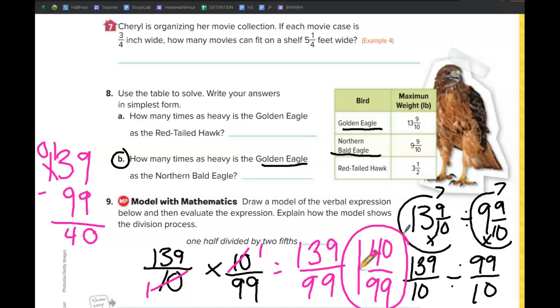But it looks like you're going to use the golden eagle and the red-tailed hawk. Questions? Okay. Guys, the rest of class period to work.